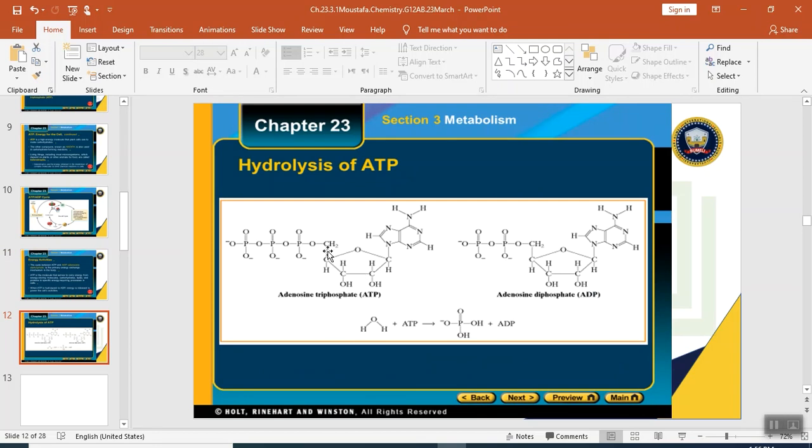As we see in this structure, adenosine triphosphate, this is the base, the sugar group, and these three phosphate groups. Adenosine diphosphate, the same, but you have here only two phosphate groups. So this bond is responsible for the energy released for the biological activity. So here, ATP plus a molecule of water will release a phosphate group and ADP.